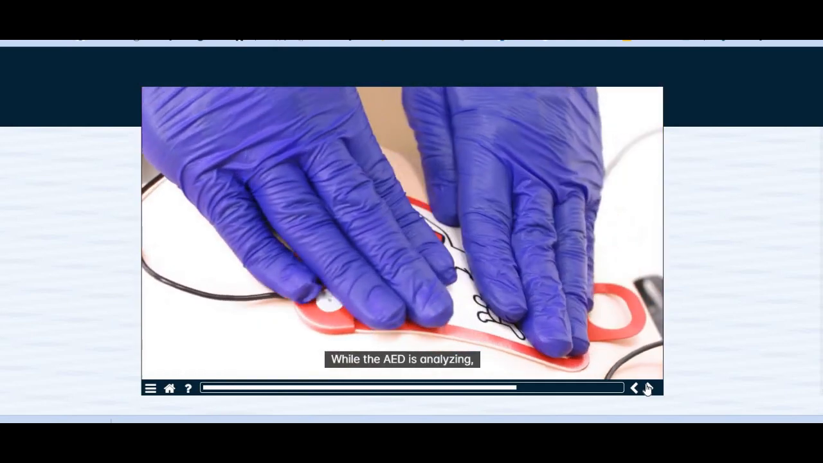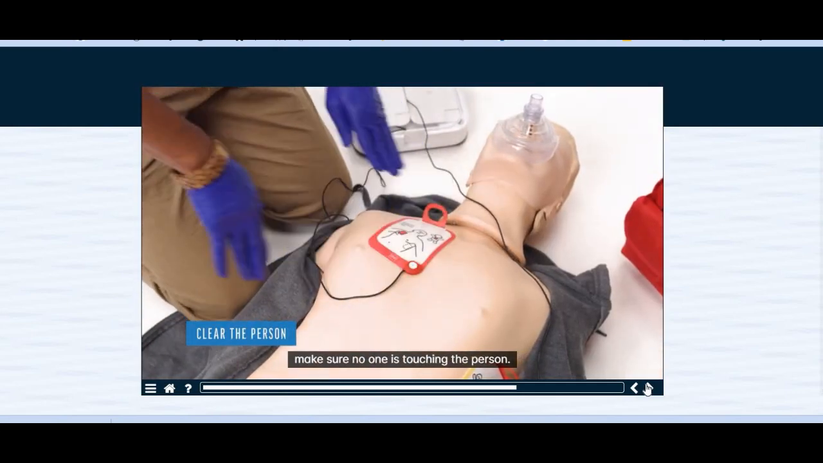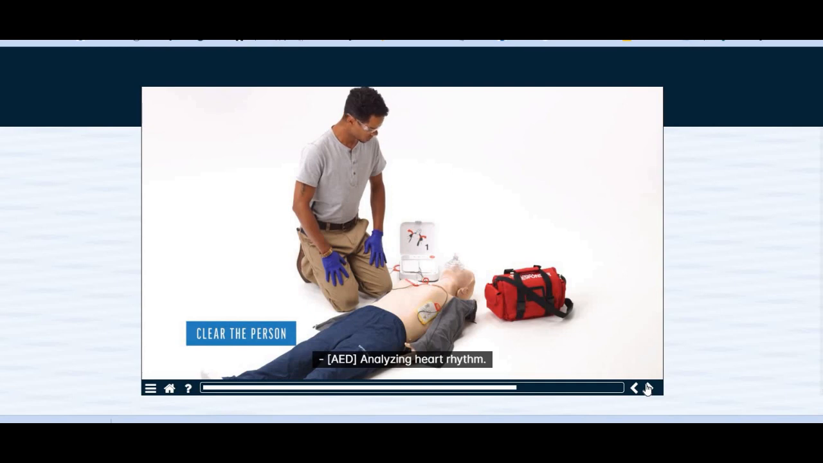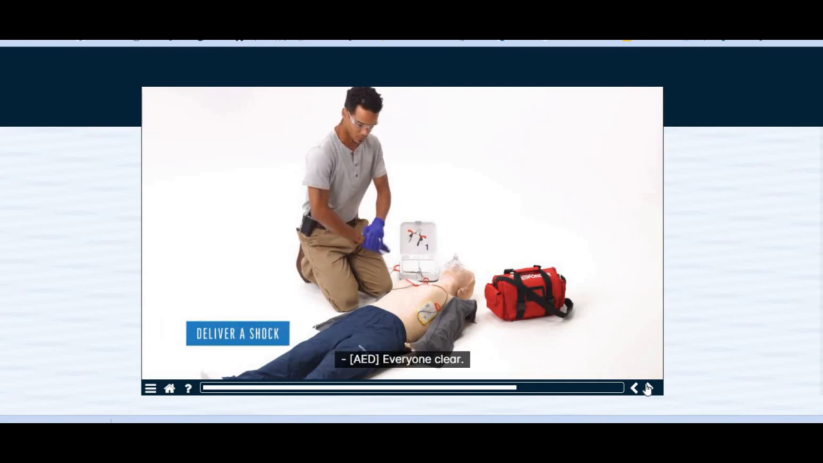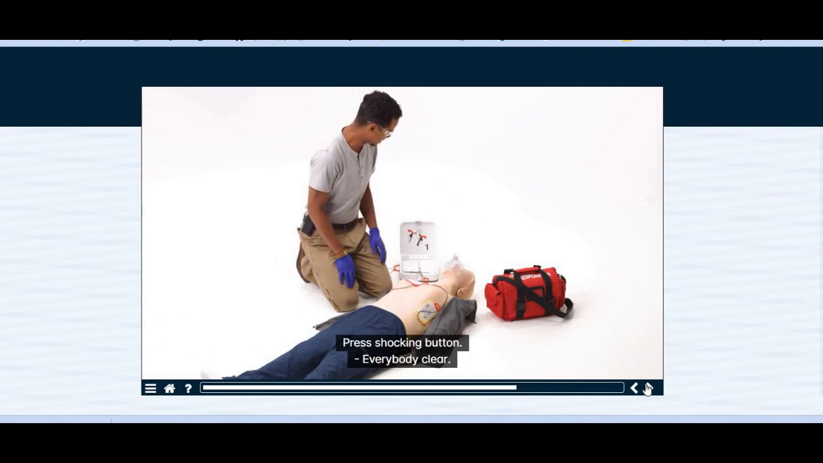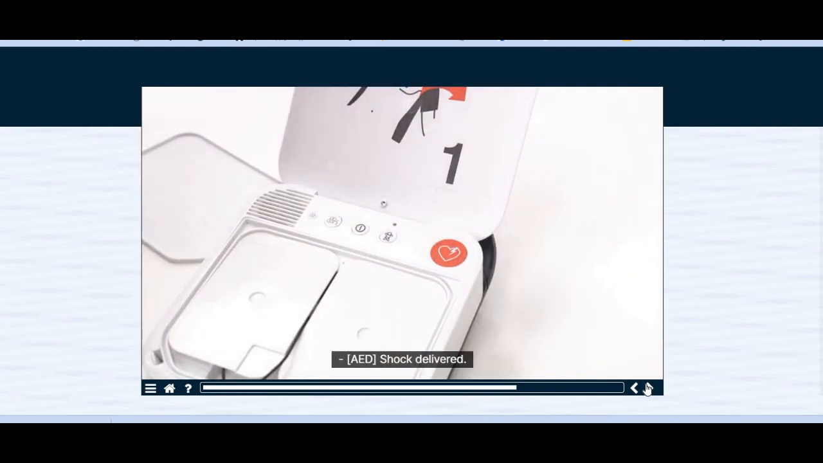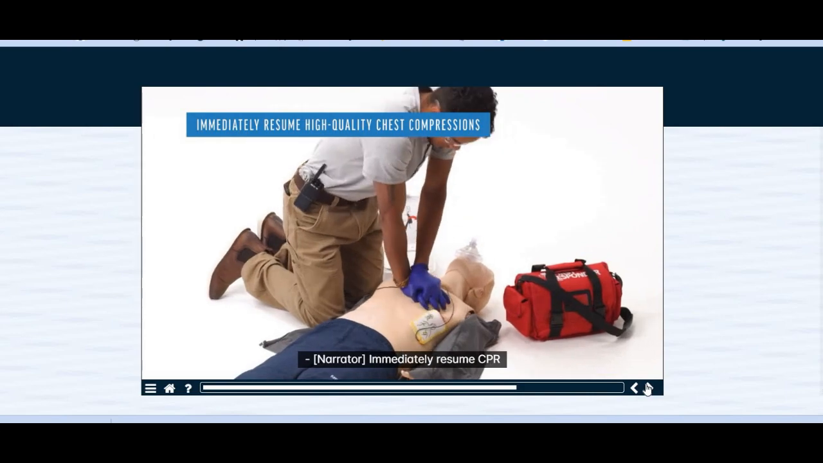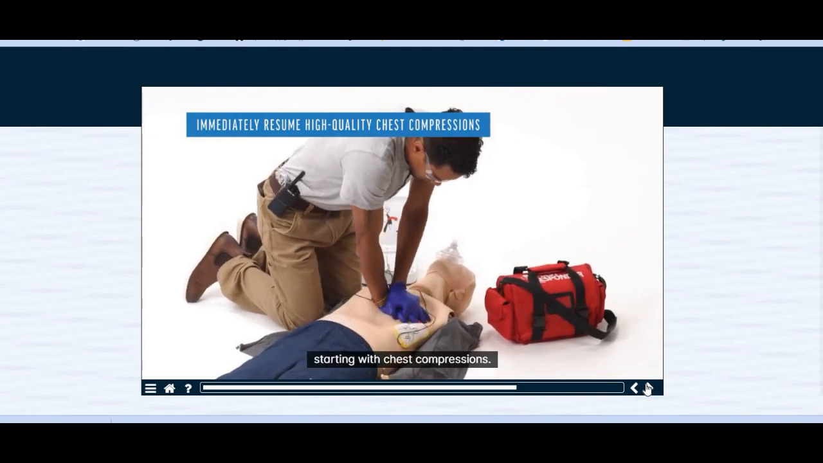While the AED is analyzing, make sure no one is touching the person. Analyzing heart rhythm. If directed by the AED, deliver a shock. Everyone clear. Press the flashing button. Press the shock button. Shock delivered. Immediately resume CPR, starting with chest compressions.